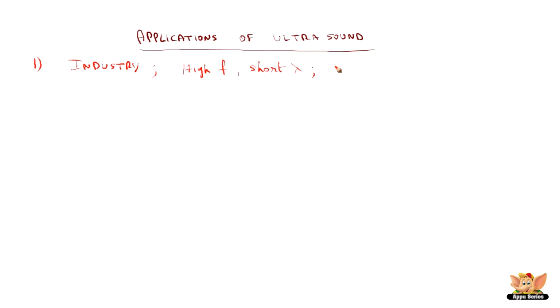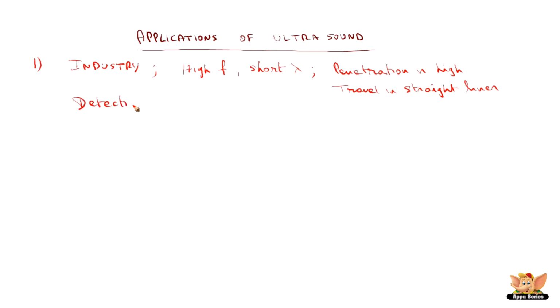One is high penetration, because of its short wavelength, and the other is that they travel in straight lines. They travel in straight lines without bending at the corner. So this is an important property which is used in detecting the flaws.